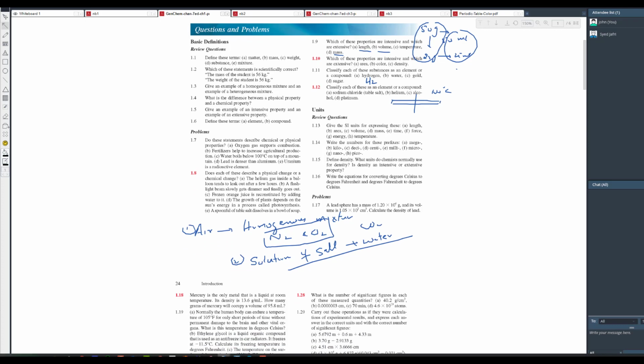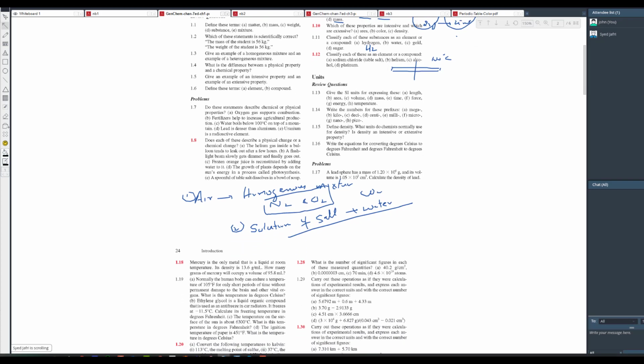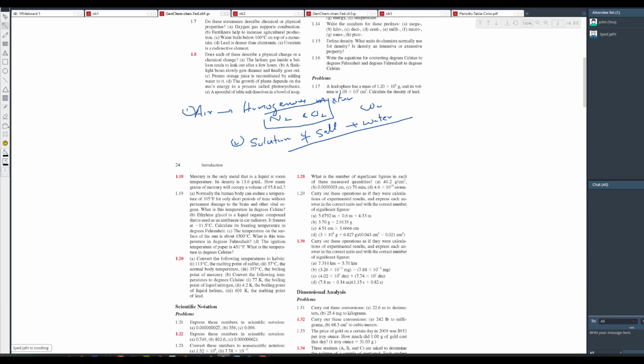Now, what about question number 17? A lead sphere has a mass of 1.20 times 10 to the 4 gram, and its volume is 1.05 times 10 to the 3 centimeters cubed. Calculate the density of the lead. The formula for density is mass over volume. The mass given here is 1.20 times 10 to the power 4 gram, and the volume given is 1.05 times 10 to the power 3 centimeter cube.